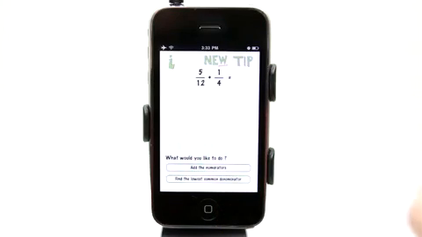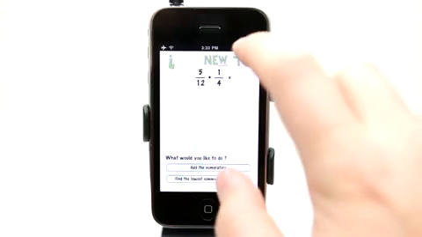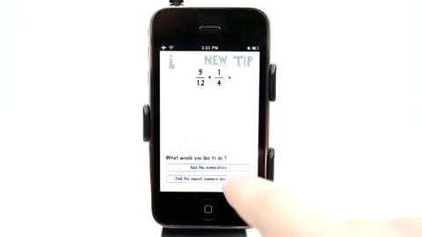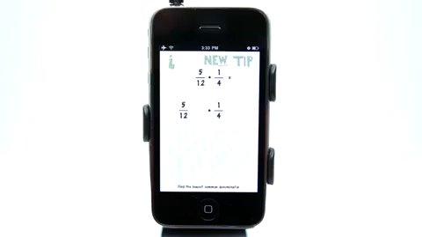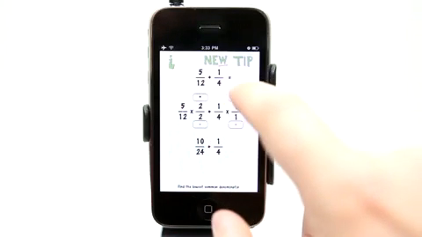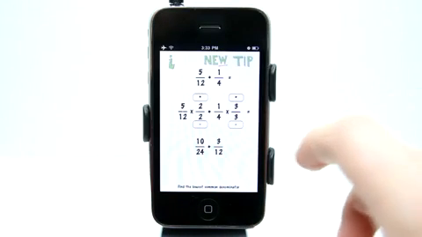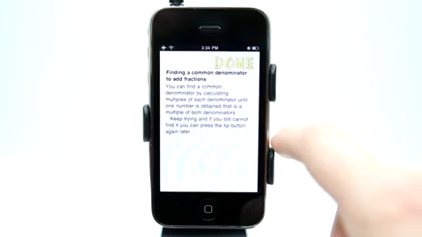So we have a problem right here, and it asks, what would you like to do? Well, let's take a look at the tip first. You can always take a look at the tip, and as you make moves into completing this problem, new tips come up. Alright, so let's go here and let's find the lowest common denominator. So it brings that down and it gives me the ability to adjust this problem right here. Now, if I get lost in between here, I could always go and hit the tip.